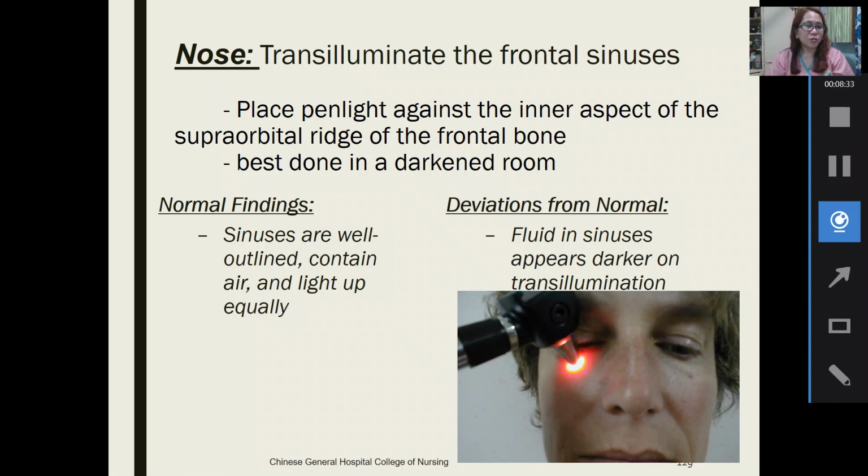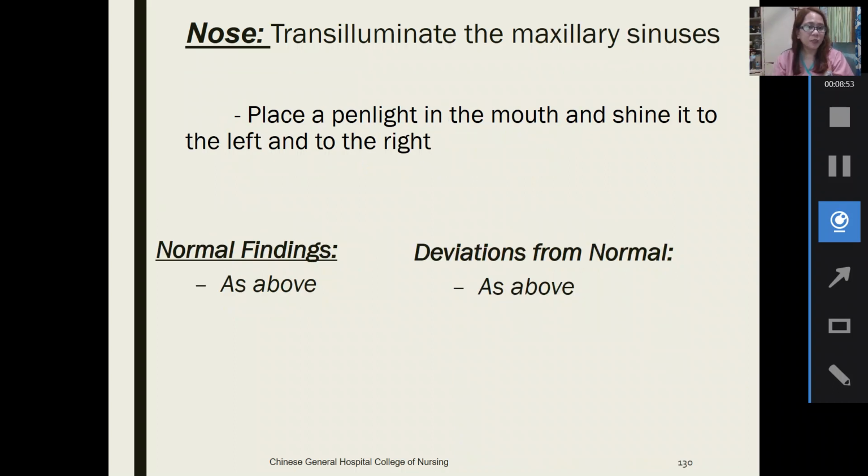So, the normal finding is that the sinuses are well outlined. They contain air and light up equally. So, walang obstruction. Fluid in the sinuses appears darker on transillumination when there is an abnormality. Okay, transilluminate the maxillary sinuses. Place a pen light in the mouth and shine it to the left and to the right.